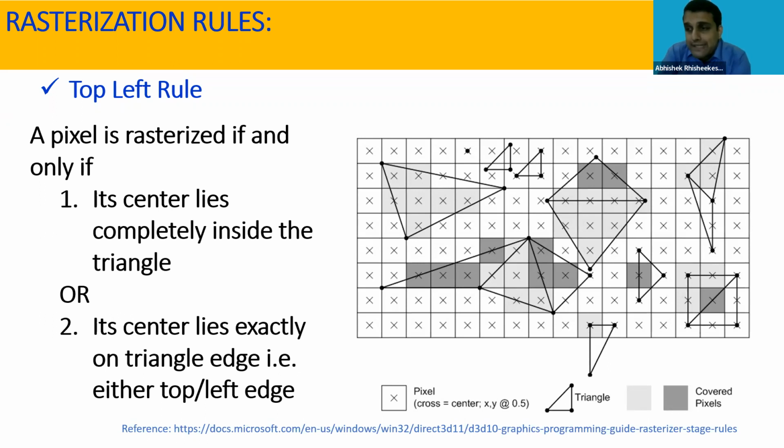Now, a top edge is an edge that's exactly horizontal and lies above other edges. And a left edge is a non-horizontal edge that is on the left side of the triangle. As you can see in the figure, the red edge in the triangle on the left is a left edge, and the red edge in the triangle on the right is a top edge.